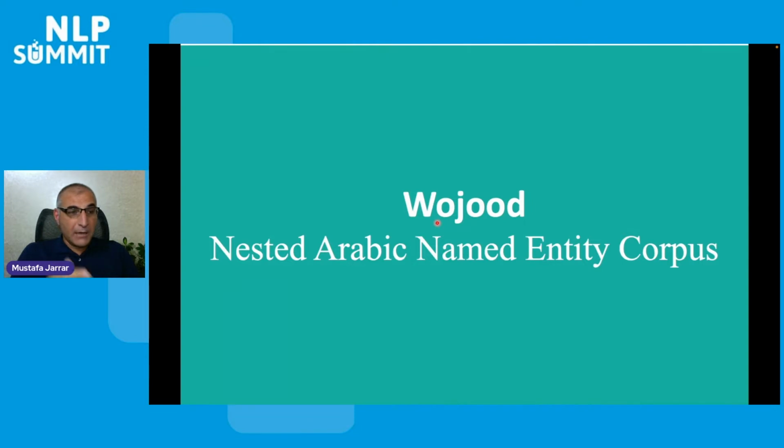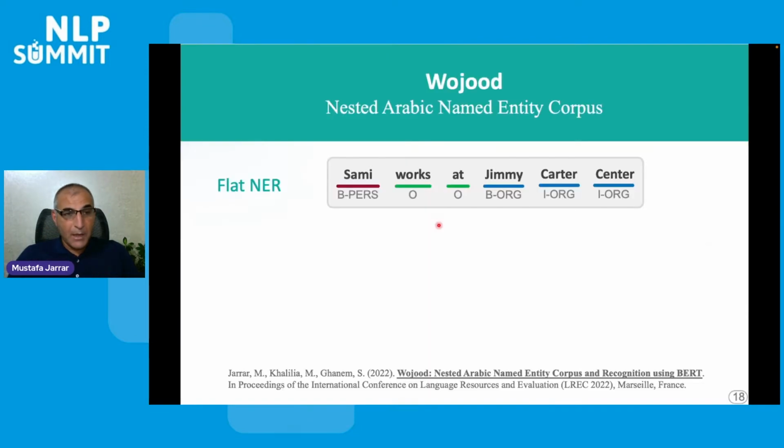We built a large corpus with nested named entities called Wojood. As you know, what is NER, named entity recognition? Usually we build a corpus, annotate this corpus, and build systems to recognize the entities. So this is an example: Sammy works at Jimmy Carter Center. Sammy here is a person, so we tag it with a pair of tags.